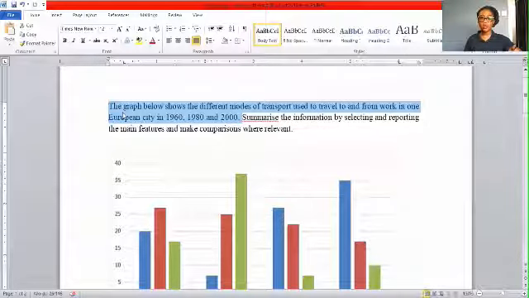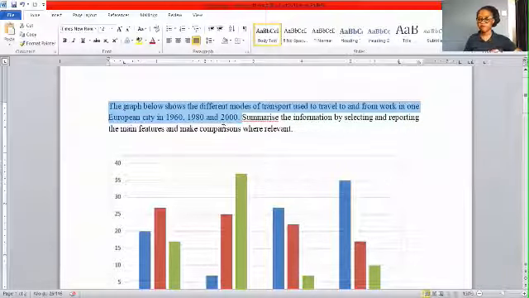So you have a word such as graph. It is key. It's telling you what type of diagram you're looking at. It's a graph. Then we look at words such as shows, different modes, transport, use, travel to and from work, European city, 1960, 1980, and 2000. These are the keywords you have in this particular description. So how do you go about paraphrasing these keywords?